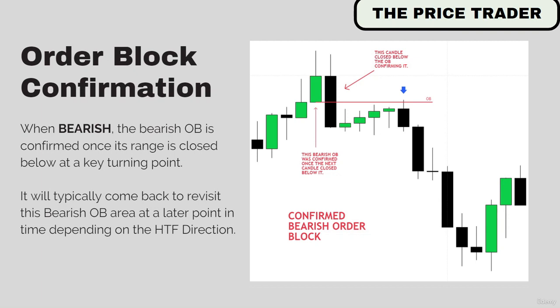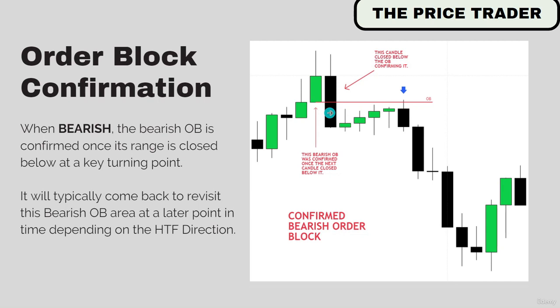So when you're bearish, so this is a bearish scenario. When you're bearish, the bearish order block, in this instance, we have this order block as a bearish order block, and I've outlined the opening of that candle. There's no wick, so I've just outlined the opening of that candle. So this bearish order block was confirmed once the next candle, which is this one, closed below it. So we are seeing that the body of this candle came and closed below it.